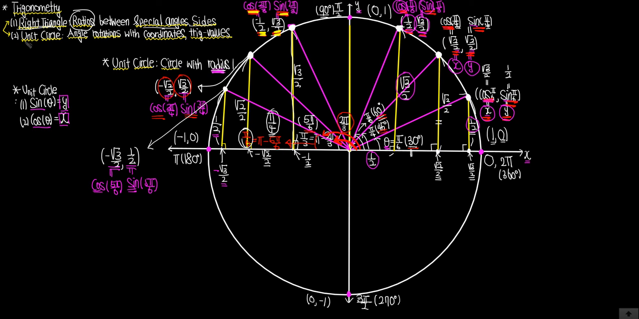And as we expand the trigonometric ratios to trigonometric functions, we had to apply a new concept, the unit circle, where we can measure any kind of angular rotation with coordinates and the trig values.